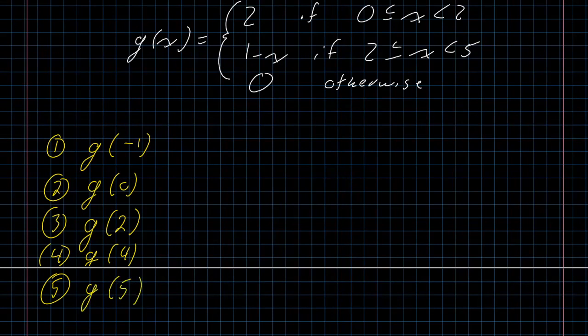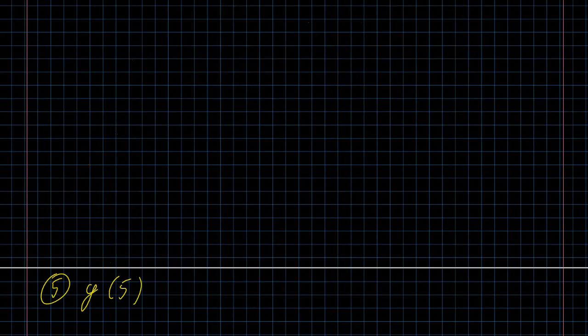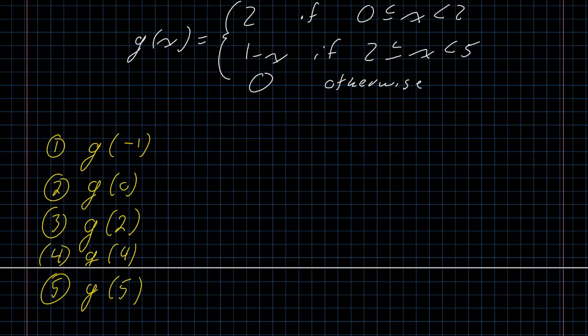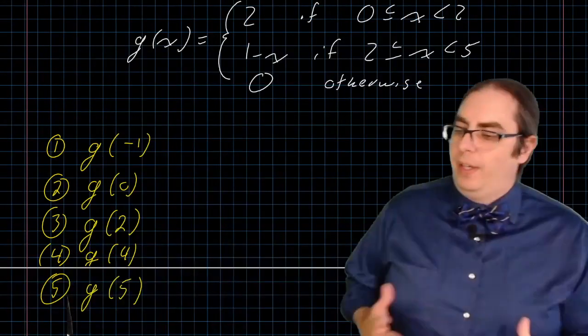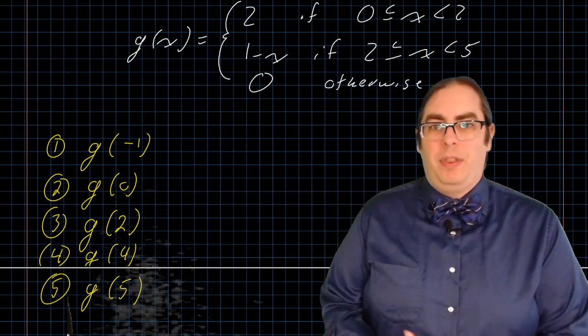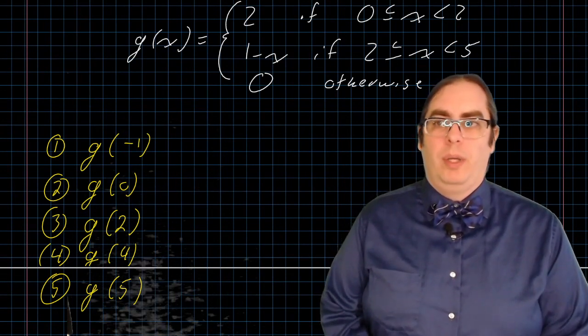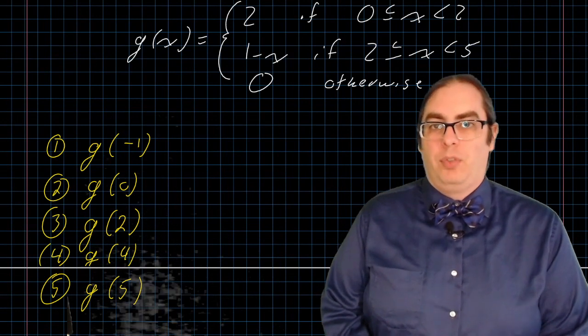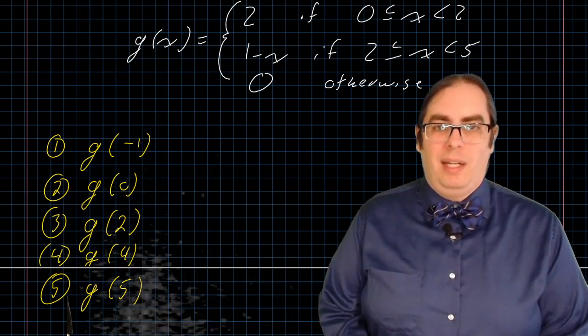is evaluate this function at 5 points. I'd like you to evaluate g of -1, g of 0, g of 2, g of 4, and g of 5. All right, take a few minutes, see what you can do with that. Again, I hope that this is familiar to you, but just a quick check to make sure that everyone remembers how these things work, and I'll see you in the next video.